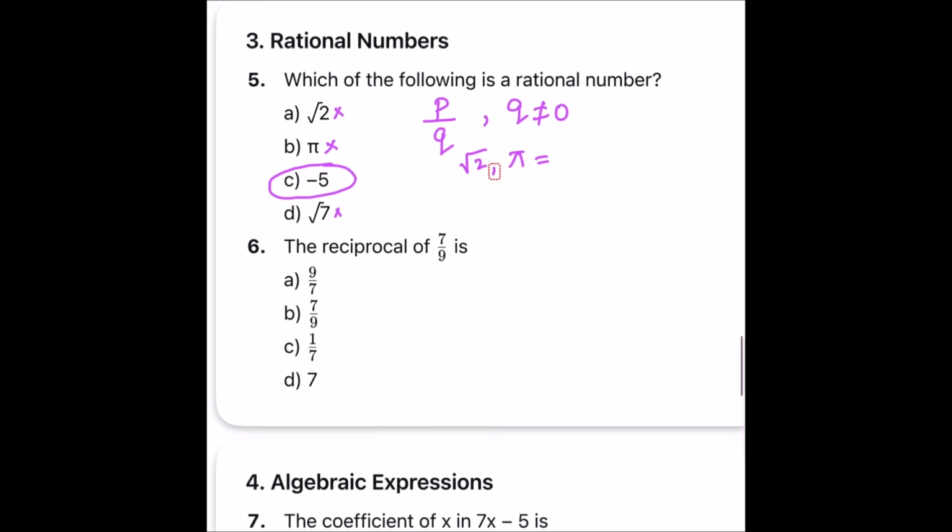Now the next one is the reciprocal of 7 upon 9. The reciprocal of a number is obtained where we interchange or reverse the numerator and denominator. For 7 upon 9, the numerator is 7 and the denominator is 9. For the reciprocal, the numerator will be 9 and the denominator will be 7. So the reciprocal of 7 upon 9 will be 9 upon 7, which is A.